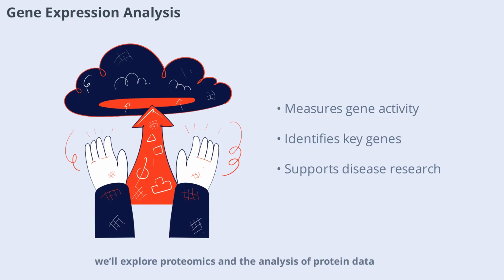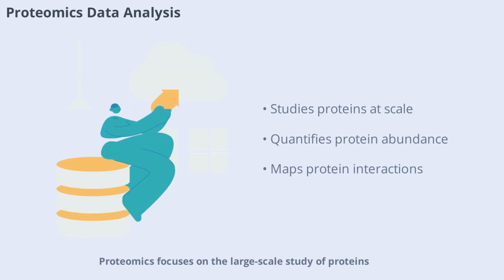Next, we'll explore proteomics and the analysis of protein data. Proteomics focuses on the large-scale study of proteins, the workhorses of the cell. Mass spectrometry generates complex datasets that require advanced analysis techniques. Researchers identify and quantify proteins, study post-translational modifications, and map protein-protein interactions. Proteomics data analysis reveals insights into cellular function and disease mechanisms.